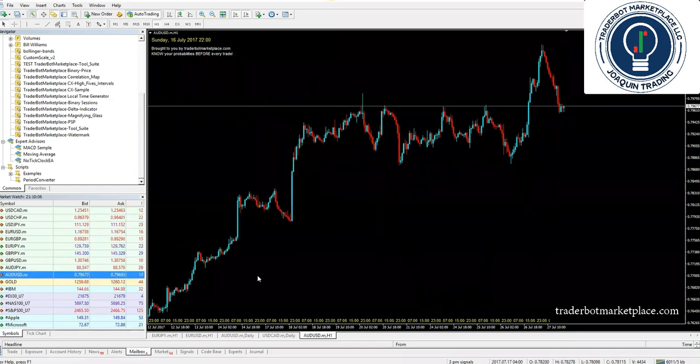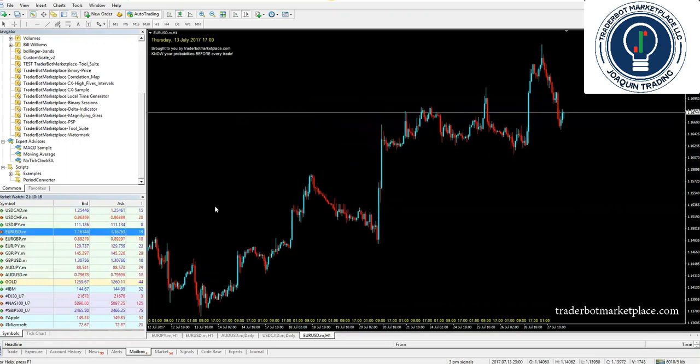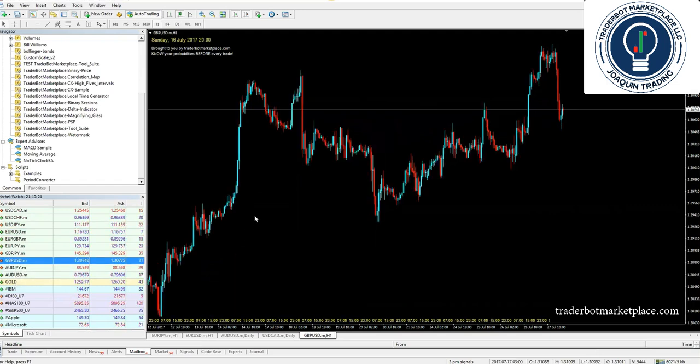Let's look at Australia US dollar, uptrend. So what do I see about all this? If the Australian US dollar is in an uptrend and the Euro US dollar is in an uptrend and the British pound US dollar is also in an uptrend, what does that tell me about the US dollar? What direction is the US dollar going? Can anybody tell me?